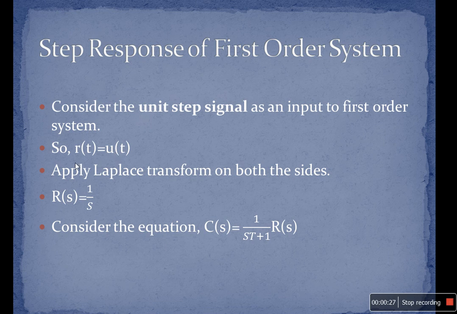Apply the Laplace transform on both sides. Laplace transform of R of t is R of s, and Laplace transform of the unit step signal is 1 by s. So we know that the first order system equation is C of s equal to 1 by (s tau plus 1) into R of s. If you apply the unit impulse signal, you have to substitute R of s equal to 1. If you apply the unit step signal, you have to apply R of s equal to 1 by s.